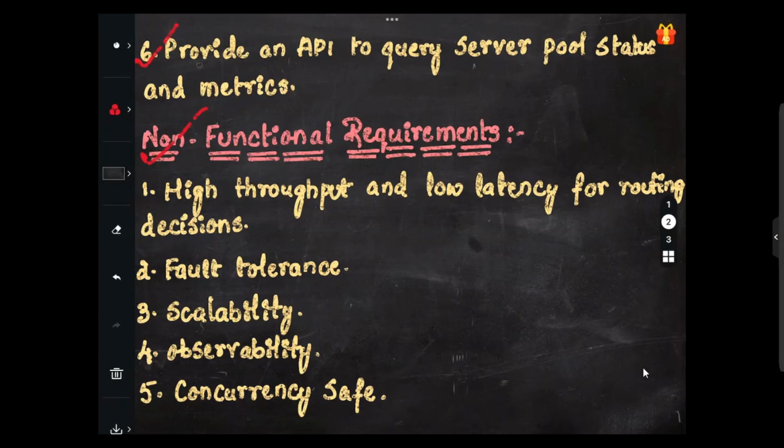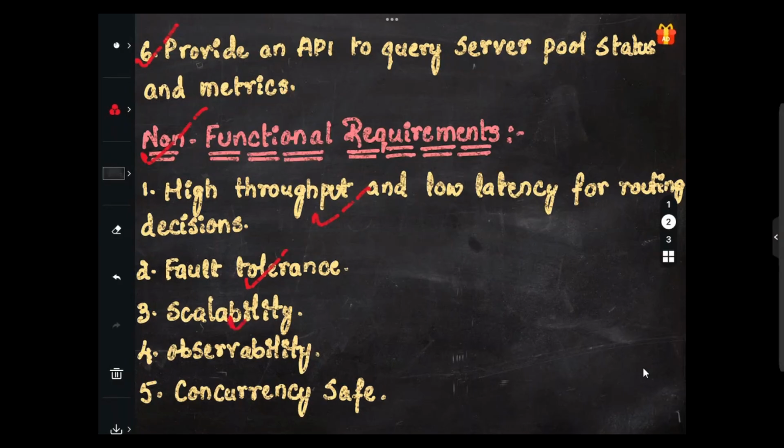The first one here would be high throughput as well as low latency for routing decisions. When I say high throughput and low latency for routing decisions, it's O(1) or amortized O(1) per request. Then comes fault tolerance. What is fault tolerance here? We should be able to tolerate some backend server failures without dropping client requests.